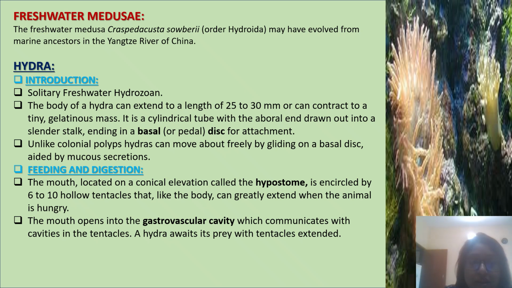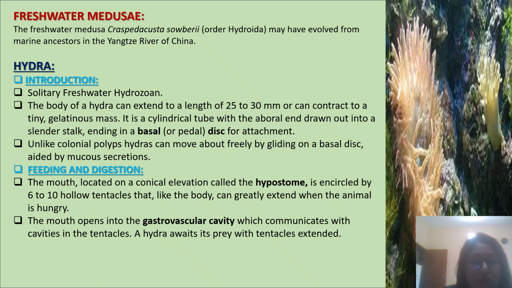Next, Hydra. Introduction. It is a solitary freshwater hydrozoan. The body of Hydra can extend into a length of 25 to 30 millimeter or can contract to a teeny gelatinous mass. It is a cylindrical tube with the aboral end drawn out into a slender stalk ending in a basal disc for attachment. Unlike colonial polyps, hydras can move about freely by gliding on the basal disc aided by mucous secretions.